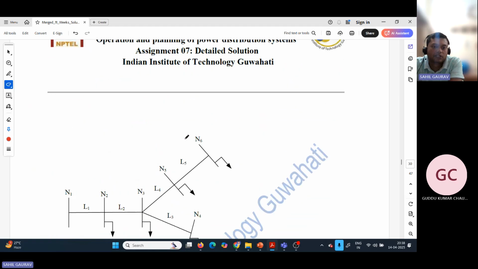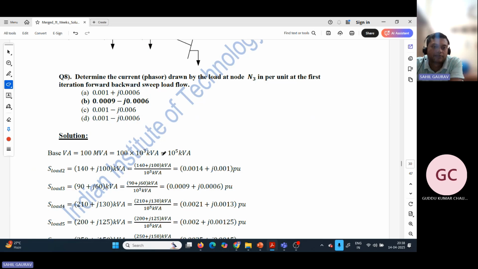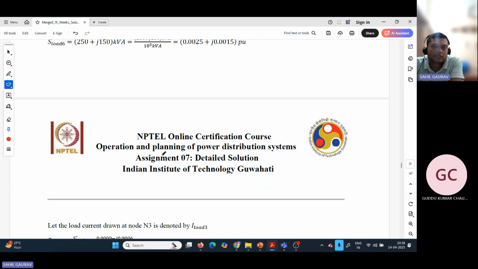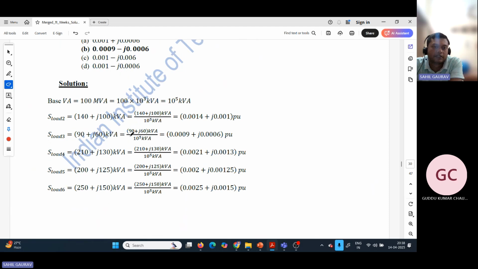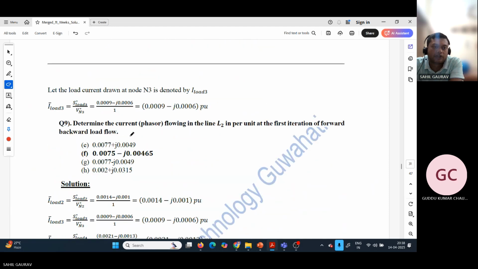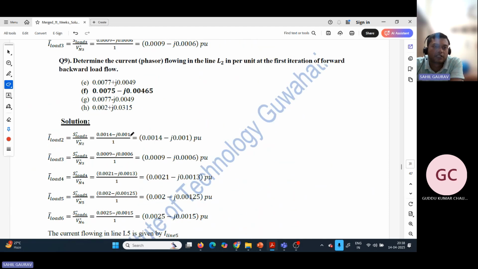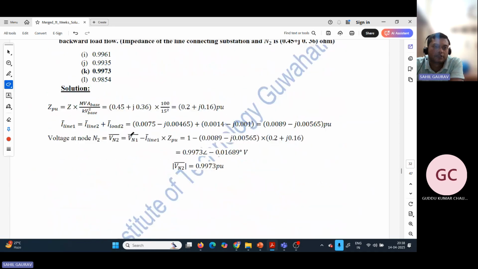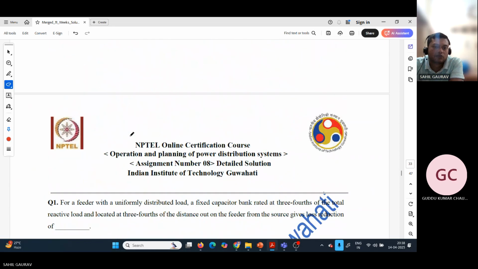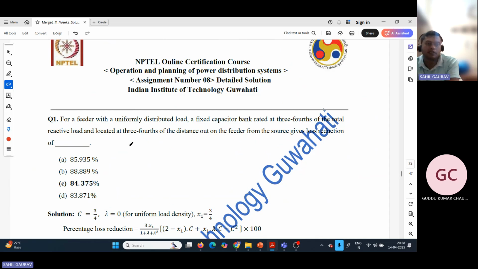So for questions 8 to 10, you just apply this expression where we have used S equals V I conjugate, or you can refer to my tutorial slides to solve this type of problem. You will easily get that. So we have covered the Big 7 assignment also.